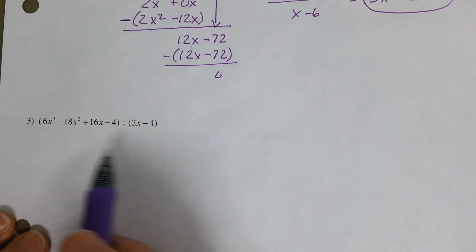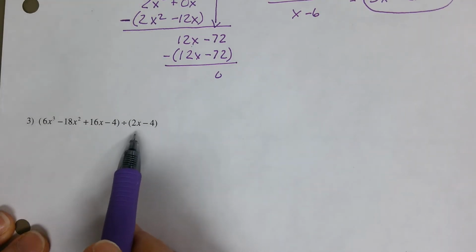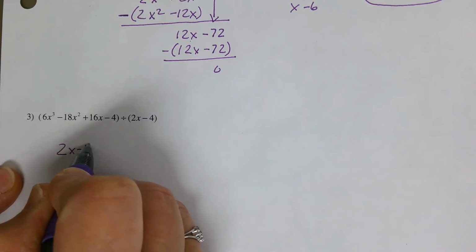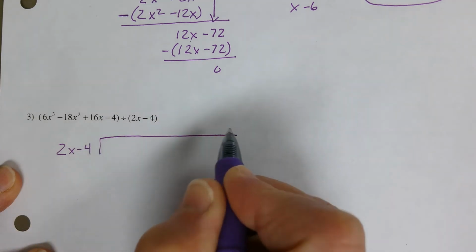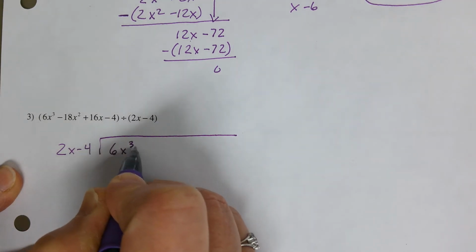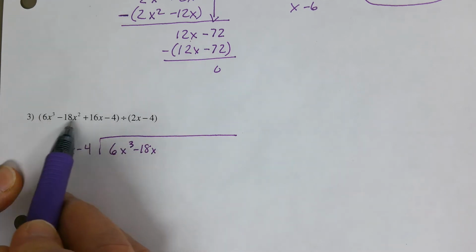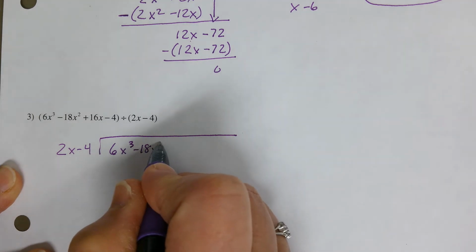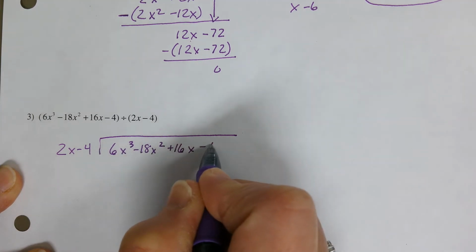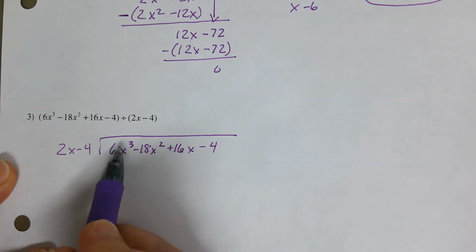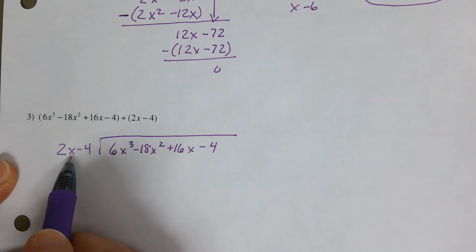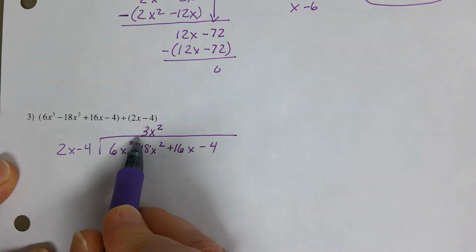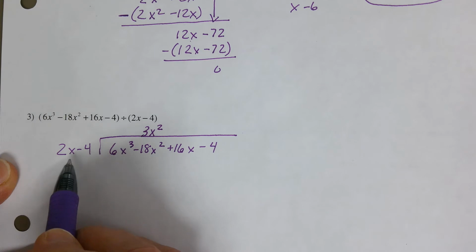Number 3, these 4 terms are being divided by the binomial 2x minus 4. Let's write out our long division. Our exponents are in descending order 3, 2, 1, 0. So we are not missing any terms. 6x cubed divided by 2x is 3x squared. Now multiply 3x squared times 2x minus 4.